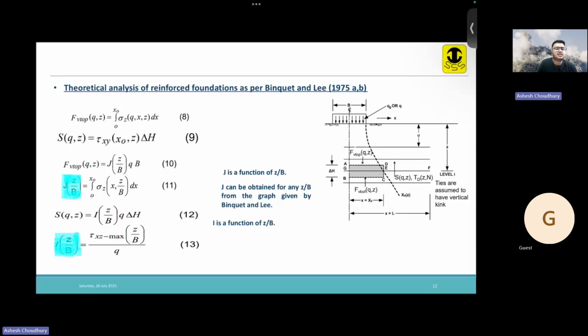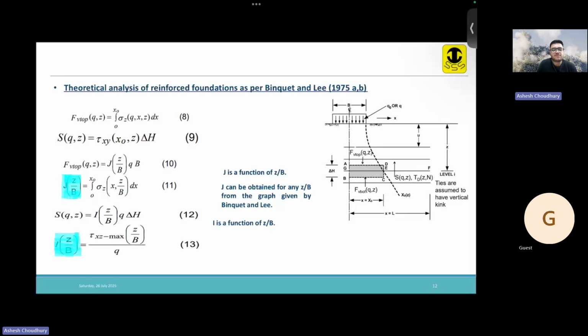Okay, we are integrating the vertical stresses from 0 to x naught. Similarly, how do we calculate the reinforcement shear force? Again, we multiply the shear stress tau xy, which is a function of x naught comma z, times delta h. So we have FV top Q, which is a function of Q and Z.